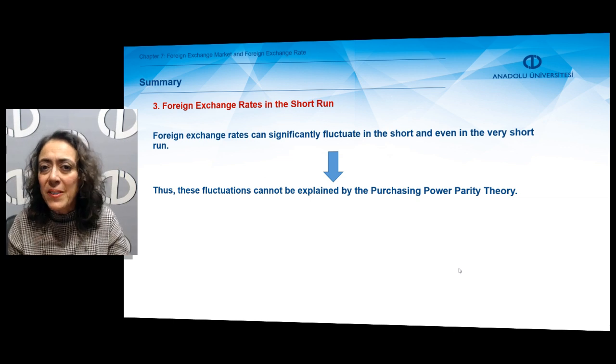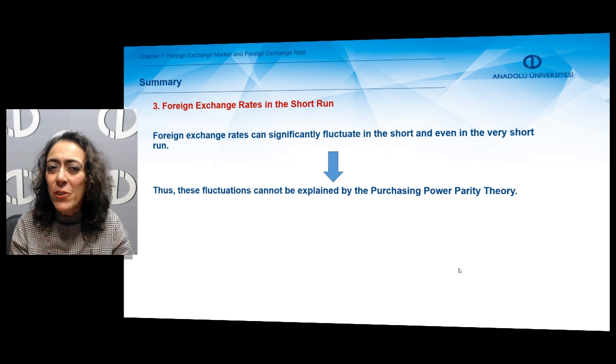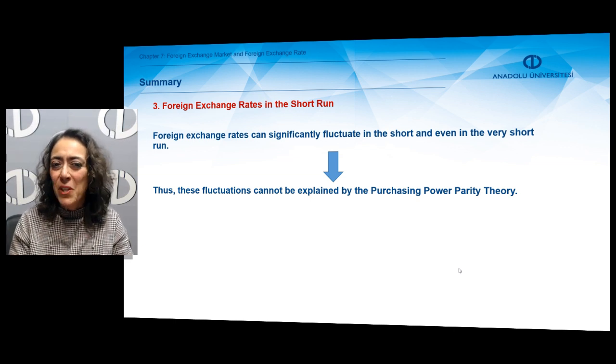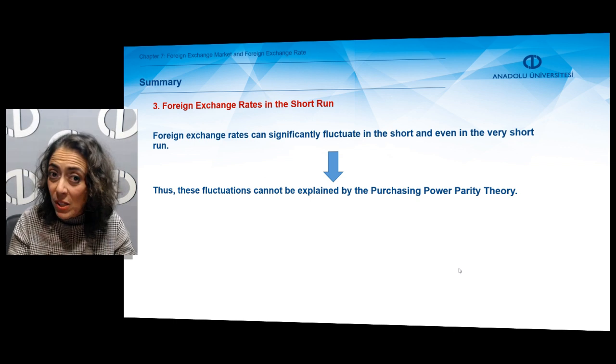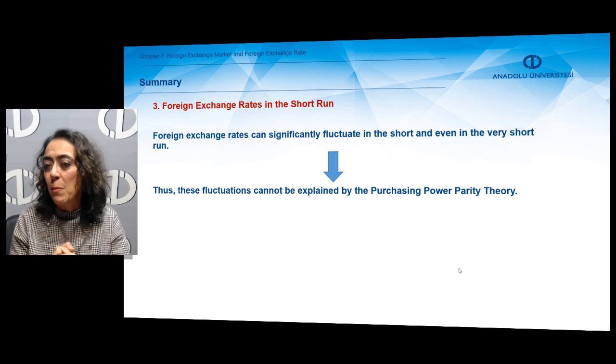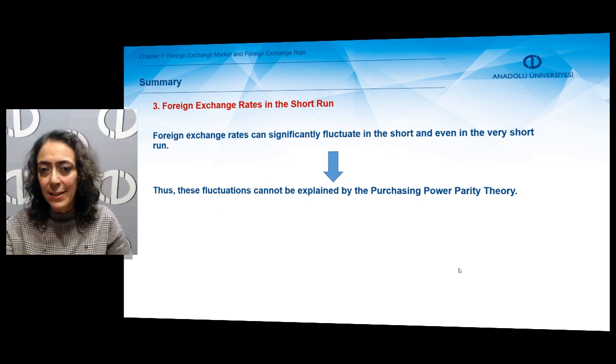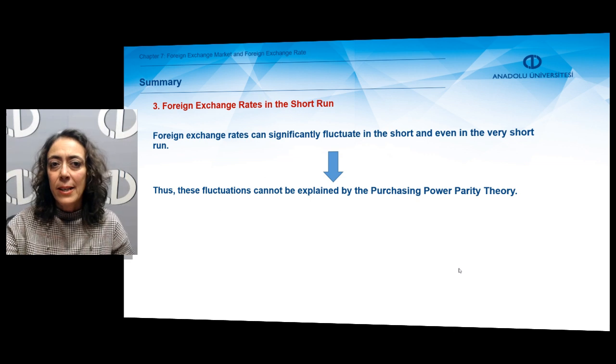It means that it's impossible to foresee the foreign exchange rate with the purchasing power parity theory, as we usually do in the long run. So yes, these fluctuations cannot be explained by the purchasing power parity theory, so we need some other tools, some other instruments to explain these fluctuations in the short run.